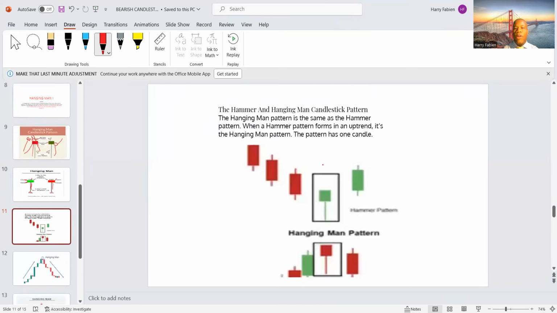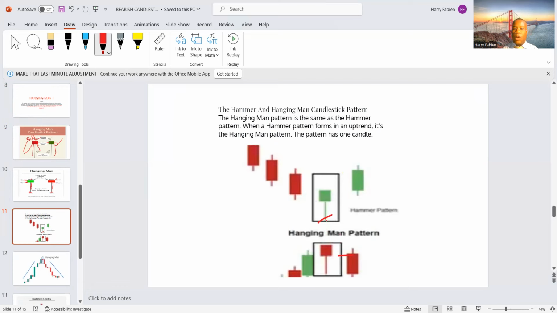So we have what's called the hammer and hanging man candlestick patterns. The hanging man pattern is the same as the hammer, so they look the same. See, this candle is a hanging man, and this one is a hammer. When the hammer pattern forms in an uptrend, it's the hanging man pattern.